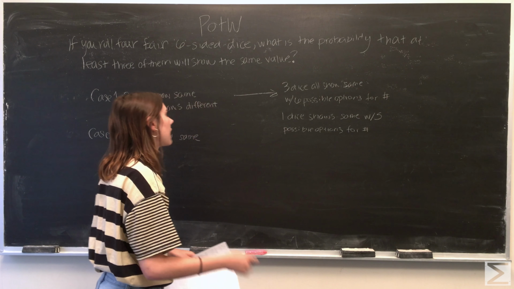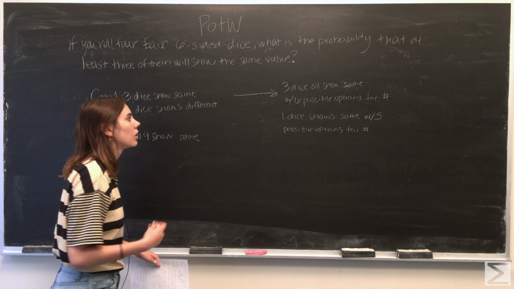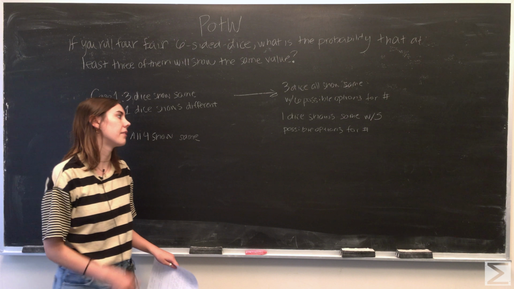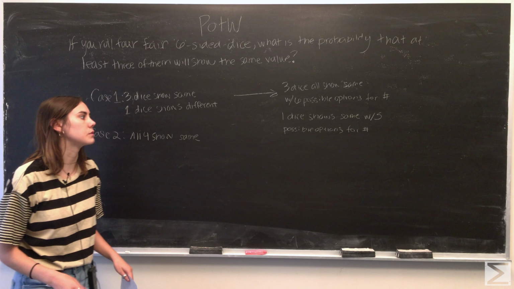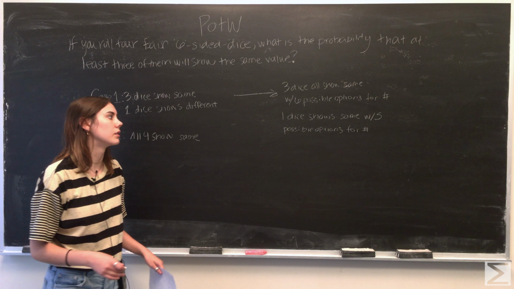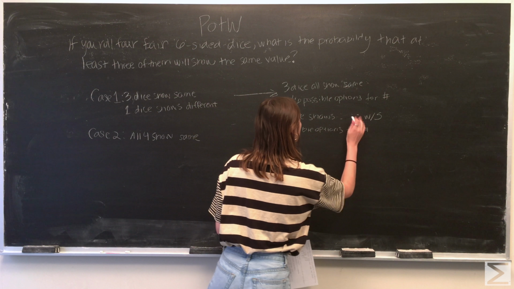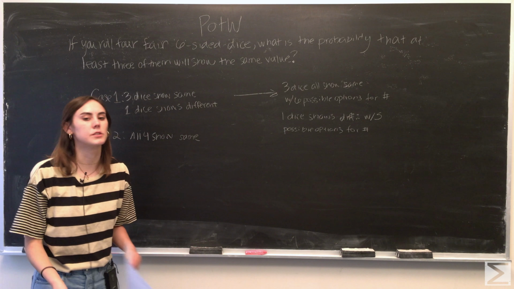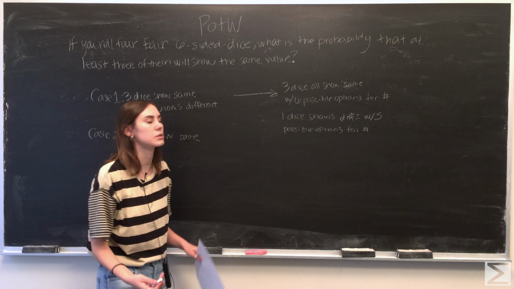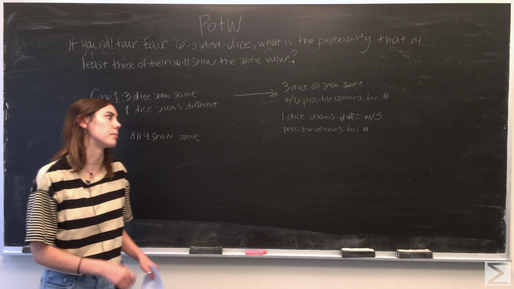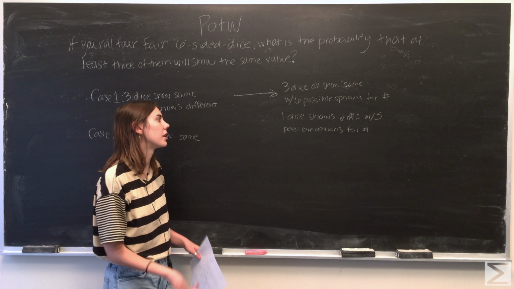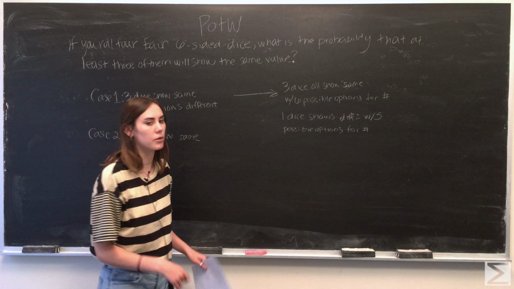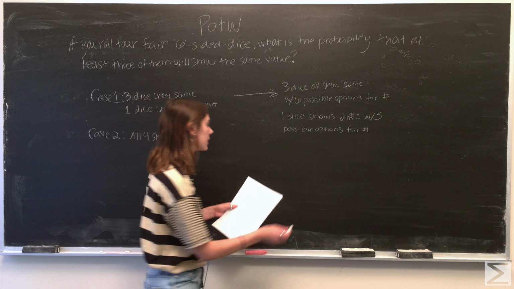So breaking case 1 down, basically 3 dice will all show the same number, and there's 6 possible options for what that number can be. And then the last and final dice, 1 dice will show a different number with 5 possible options for what that number can be. Since we know that the 3 dice will all show the same number, that narrows down the options for what the last dice can be by 1. So there's 5.